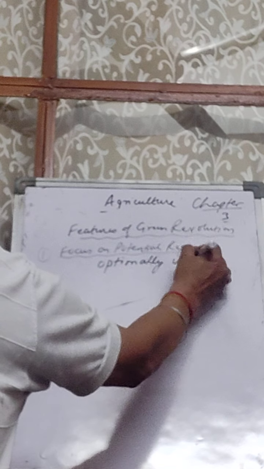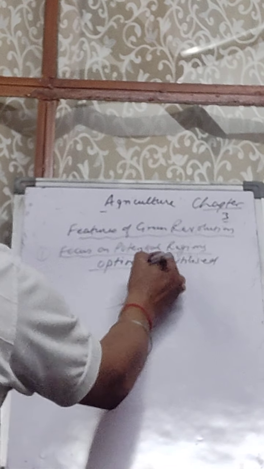Optimally utilized. What do we mean by optimally? Optimally means full and better use of resources. Which means there must be no wastage of resources. So this was the first feature of green revolution, that they will select those regions which are having more resources which can be used for production.